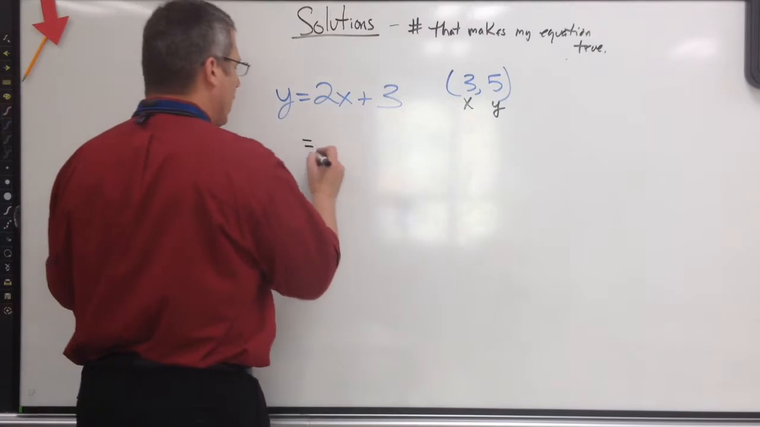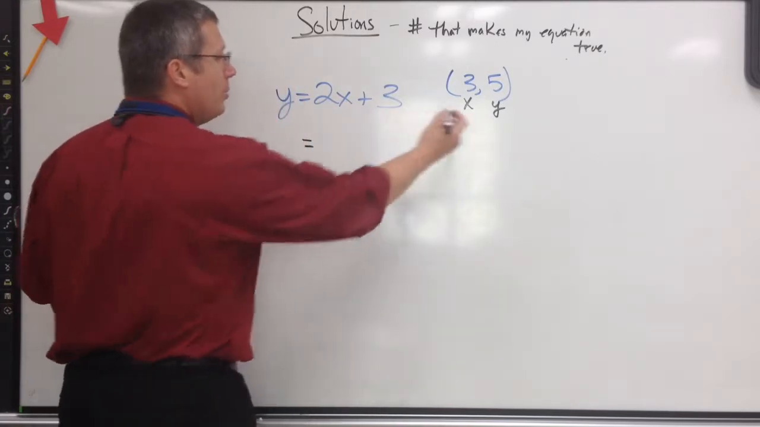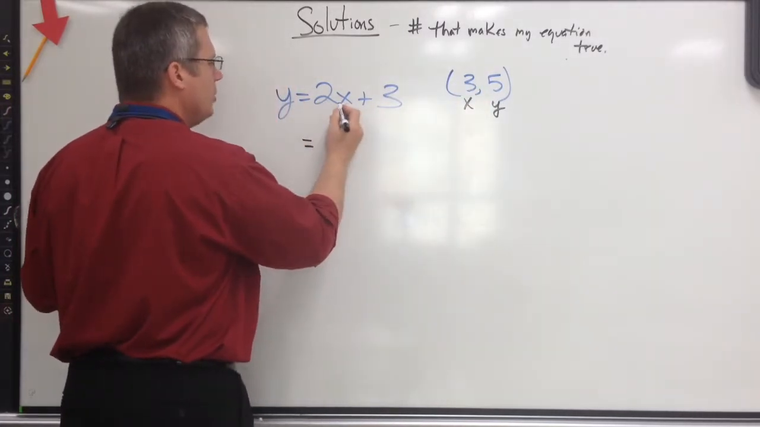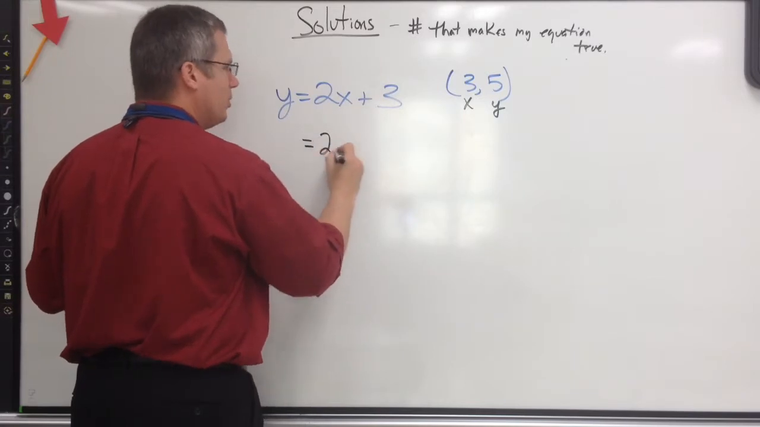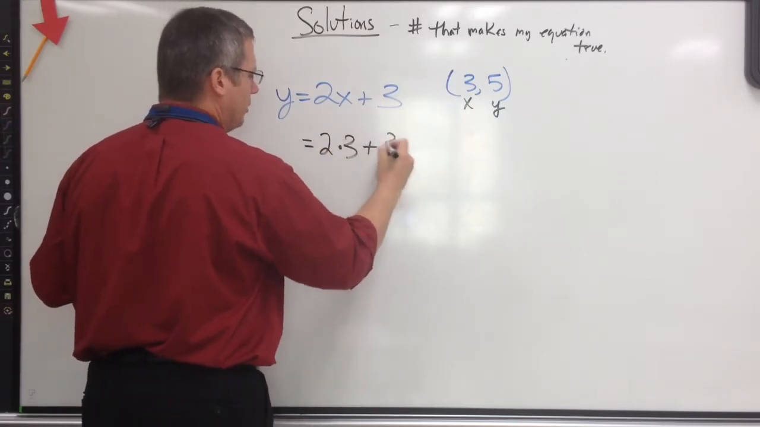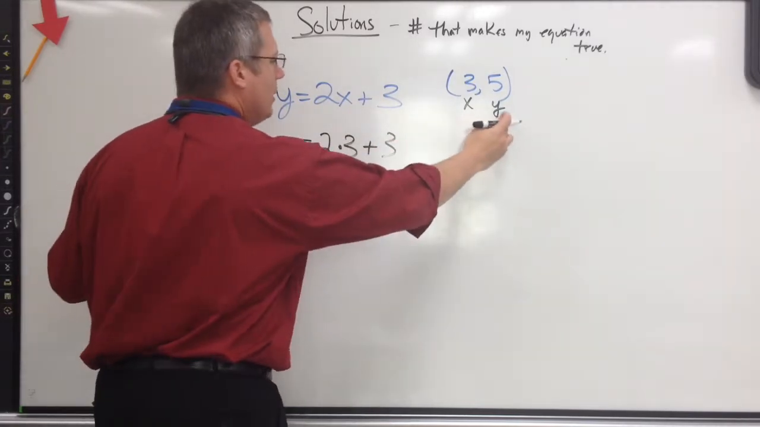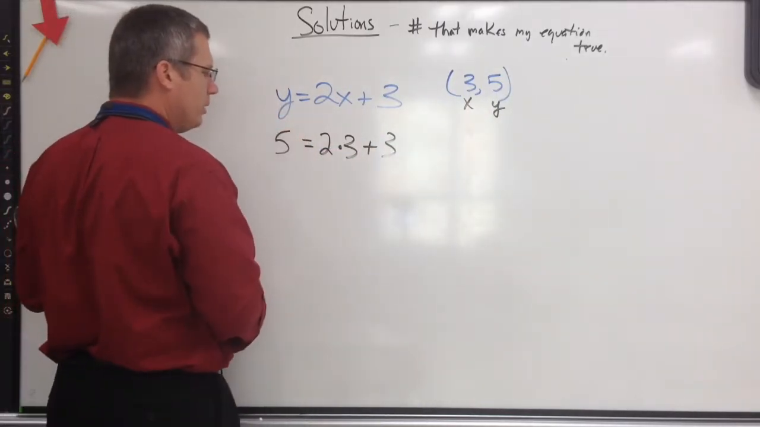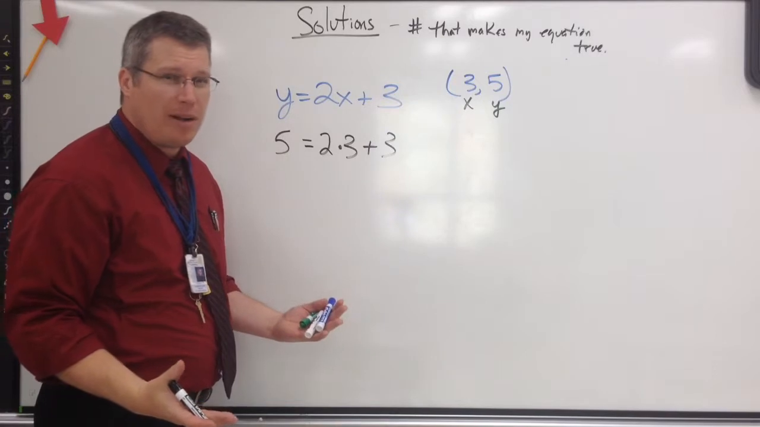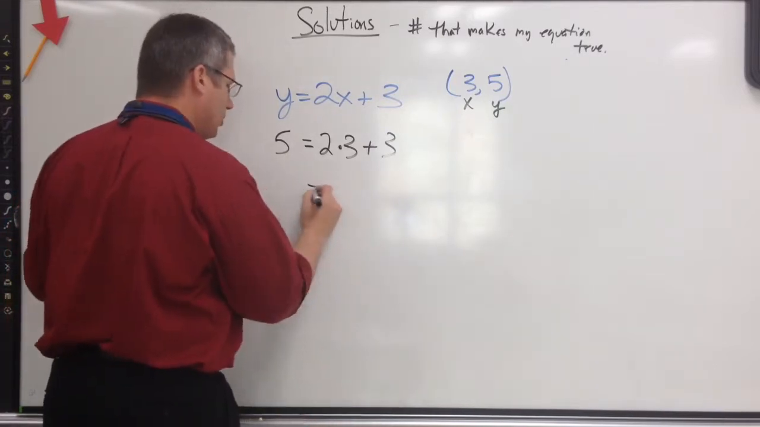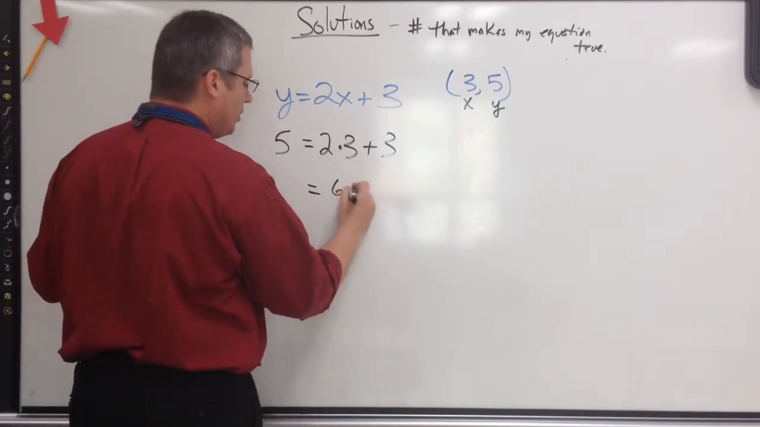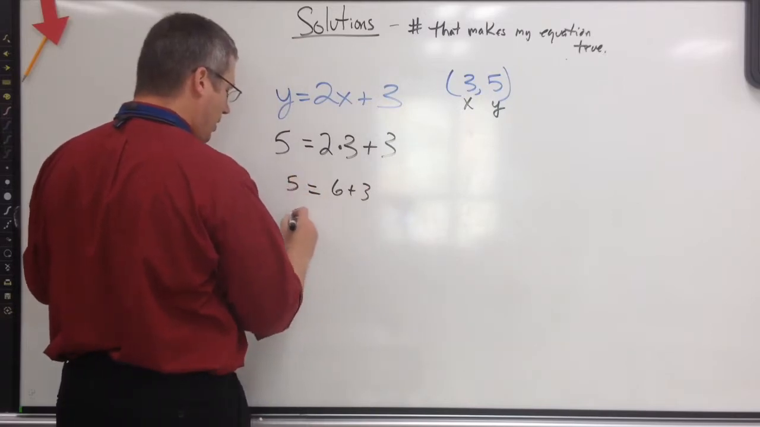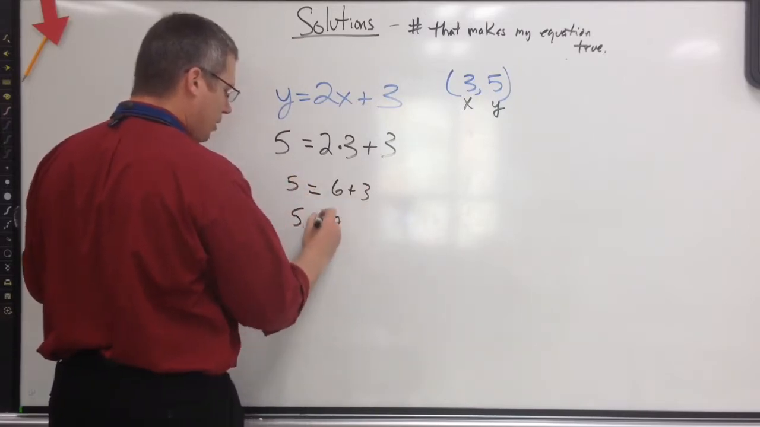Let's try it out. I'm going to substitute variables. X is 3, so this is 2 times x plus 3, so now that's 2 times 3 plus 3. On the other side, y equals 5, so instead of writing y, I put 5. You can probably look now and say, wait a minute, that's not going to work. Let's try it out. Order of operations. This is 6 plus 3 equals 5. 5 equals 9. That's not a solution.